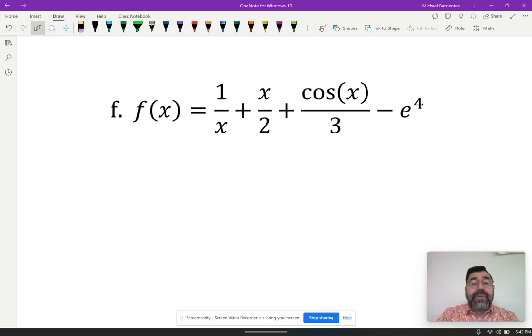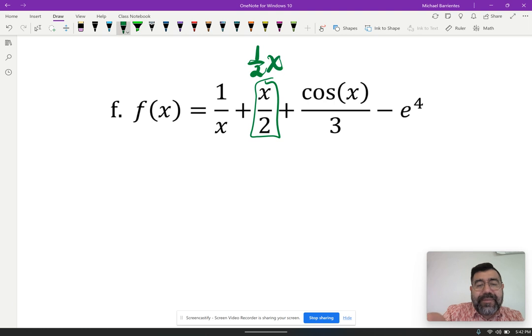All right. So before I take the derivative, I notice, hey, I could use the power rule for this, because this part is the same thing as 1/2 times x, right? I could also use the power rule for this because this is the same thing as x to the negative 1.